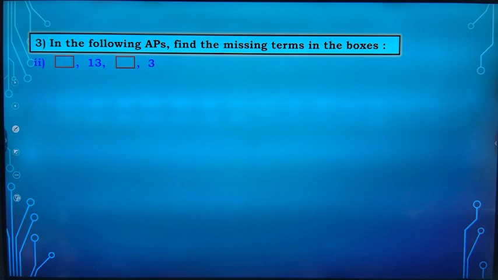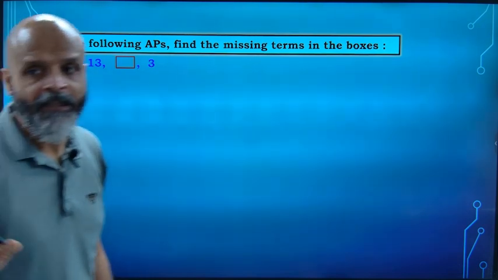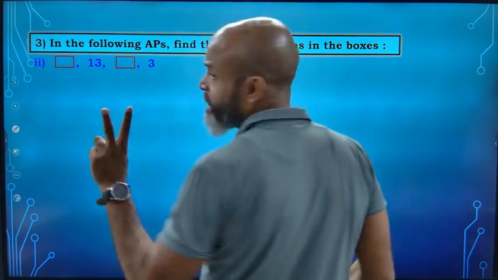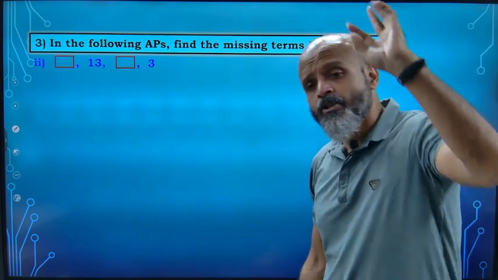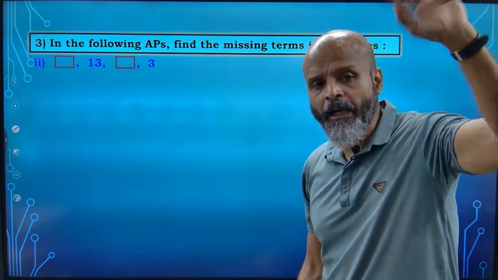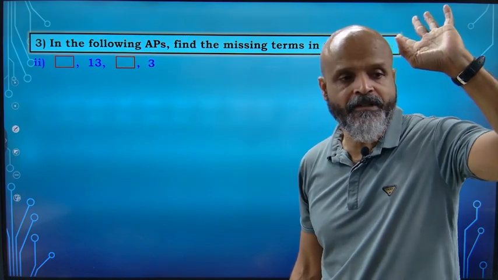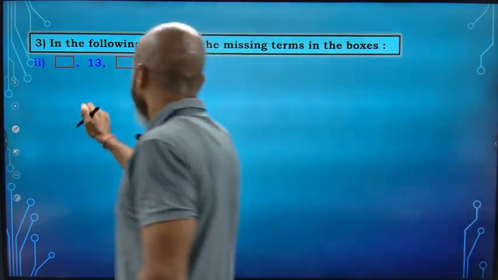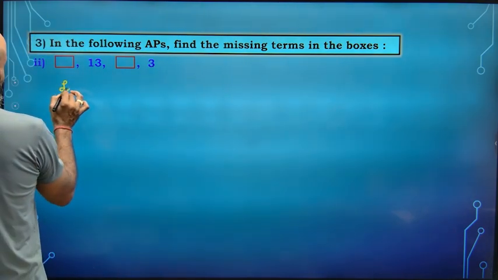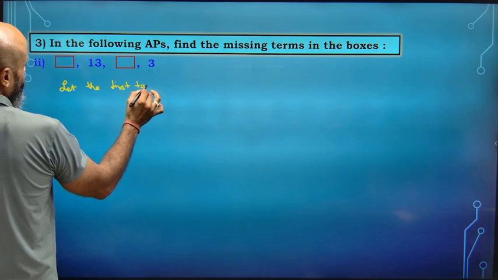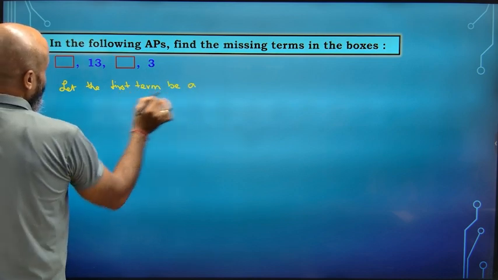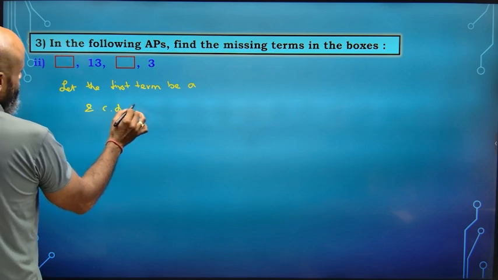Done, people. Okay, so here you do not have A and you are not even aware of D. There are two things that you are not aware of, A and D. So in order to solve two unknowns, you would need at least two equations. Let the first term be A and common difference be D.